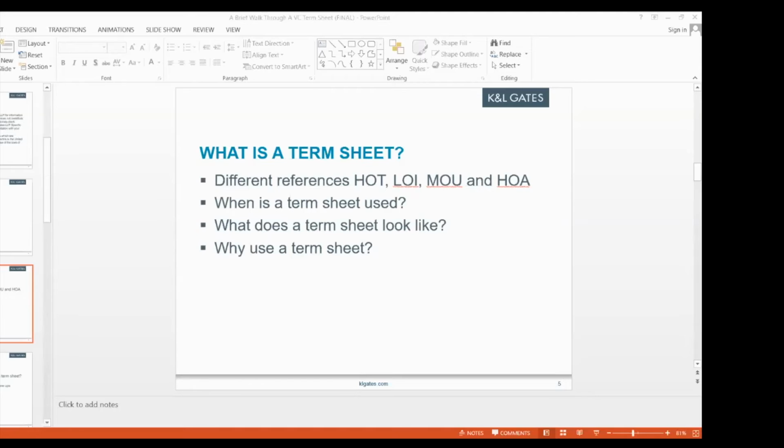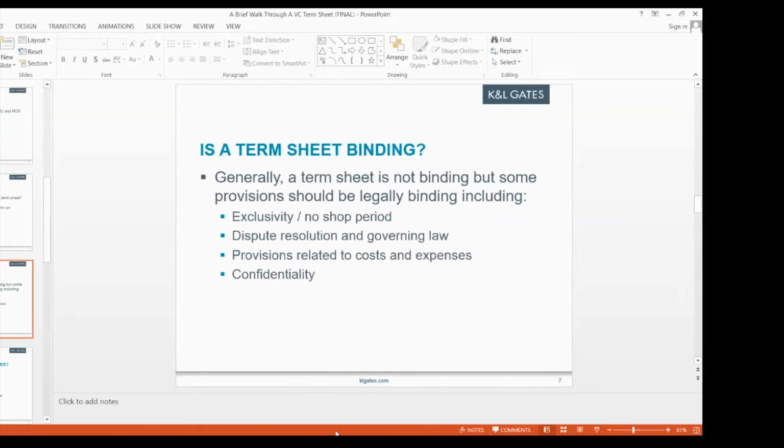But again, this is something you have to do alongside your legal advisor, because it's not easy for you to know that. Another provision that is also important to be binding is costs and expenses. So if there's an arrangement between you and the investor that certain costs will be borne equally, or the investor will cover certain expenses, you want to make sure that this is also included in a binding clause.